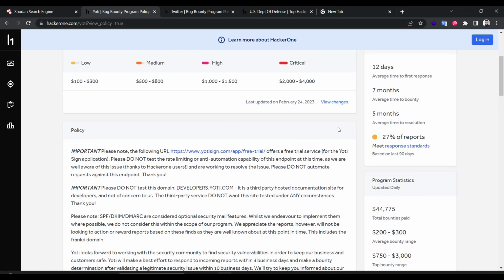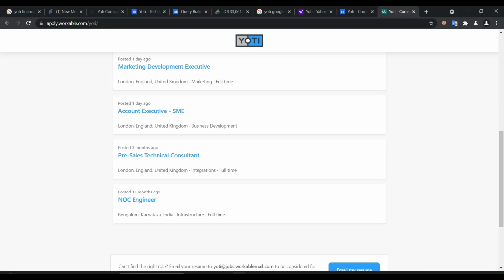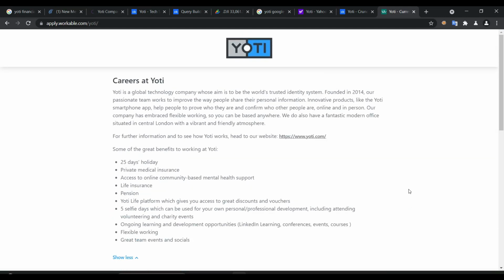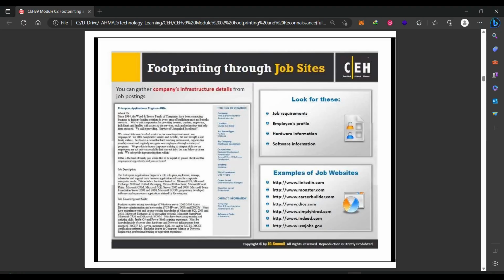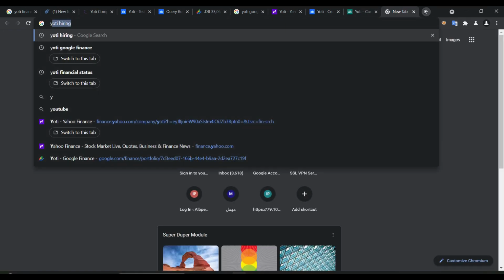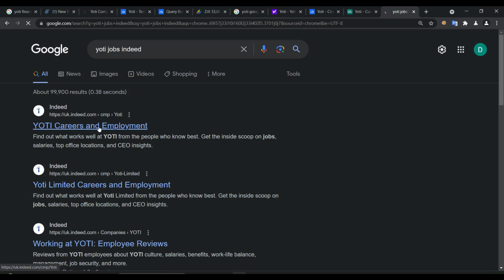They paid you money for them. So that's why they will hire you, because they know that you are the right candidate. You actually understood their system, because you found a lot of vulnerabilities in it. So you will be the right candidate. So this is a tip for you. It allows you to identify how you can apply for jobs after you achieve a certain milestone in finding vulnerabilities in certain companies. Examples of job websites, we all hear about Indeed. So we can see if they are publishing the job requirements. So Yoti, jobs, Indeed, for example, Yoti careers, yes.